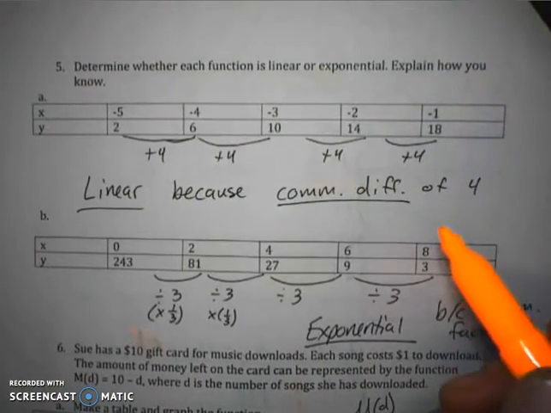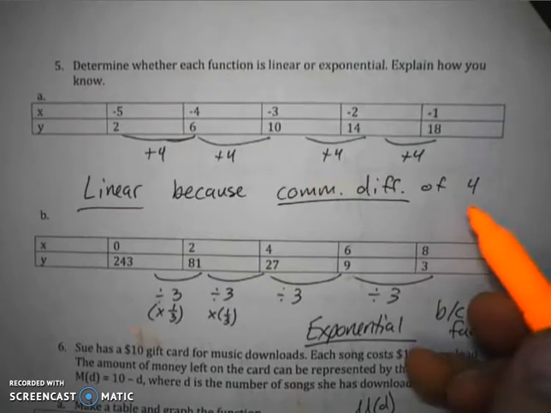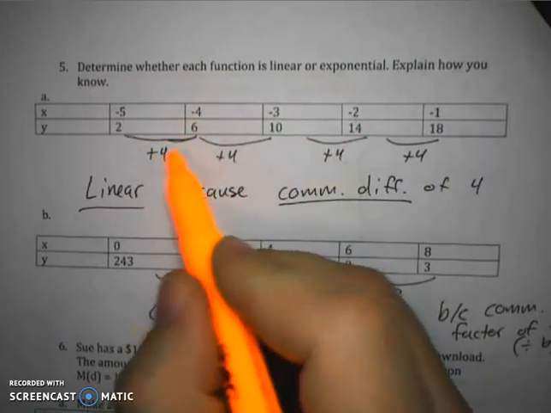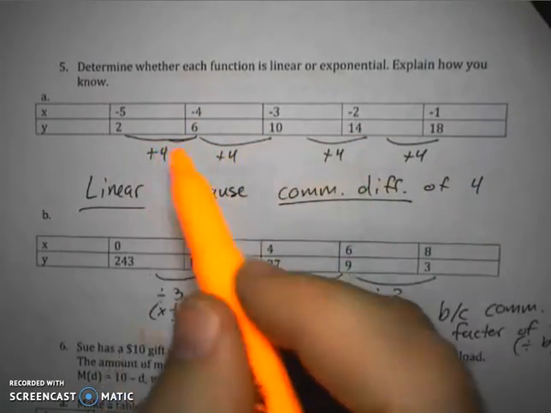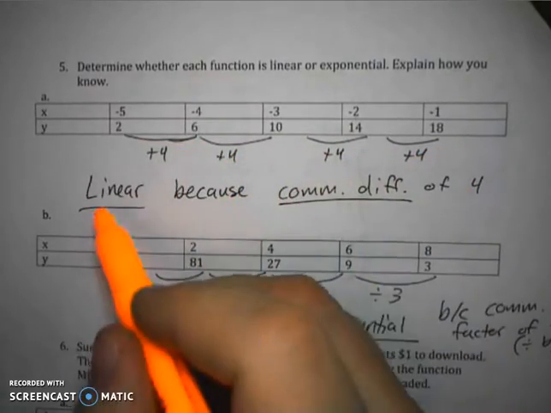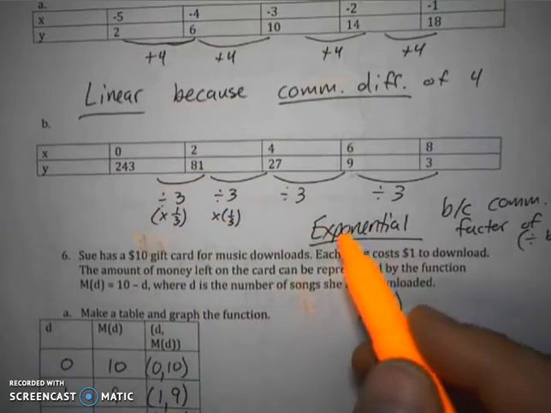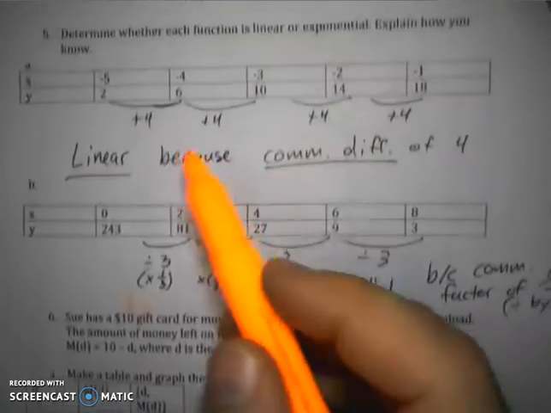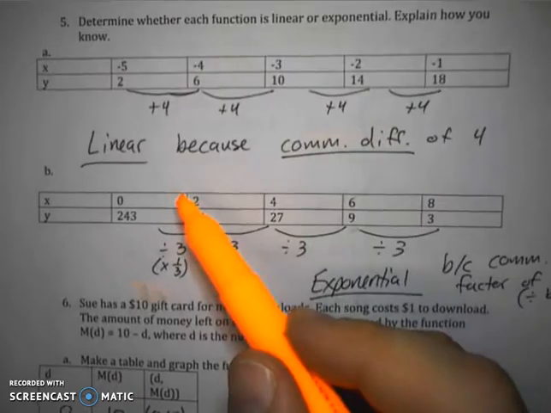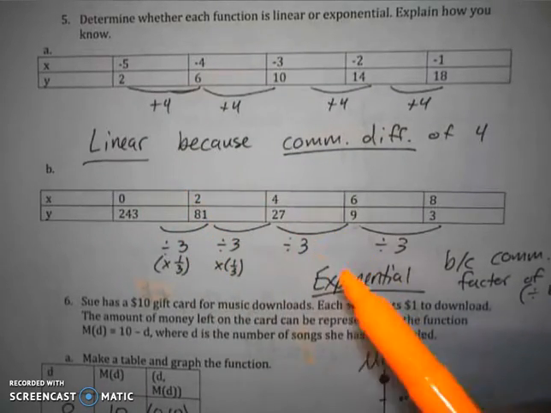Okay, number 5, A and B, you're just asking if they're linear or exponential and giving some kind of explanation. If you are adding a common difference, or if you're adding to repeat the pattern, it's always going to be linear. If you multiply or divide, it will be exponential. So if the pattern is adding, it's linear. If the pattern is multiplying or dividing, it is exponential.